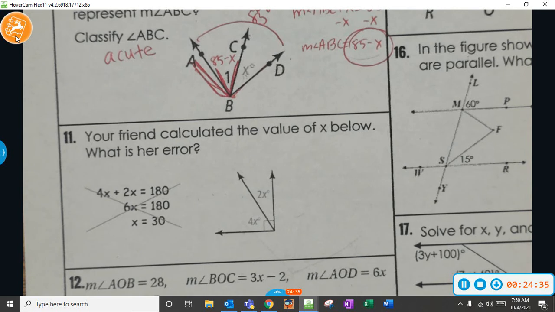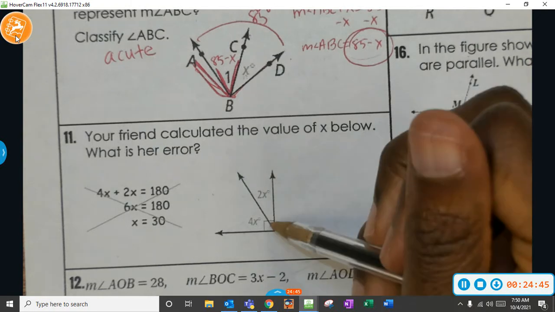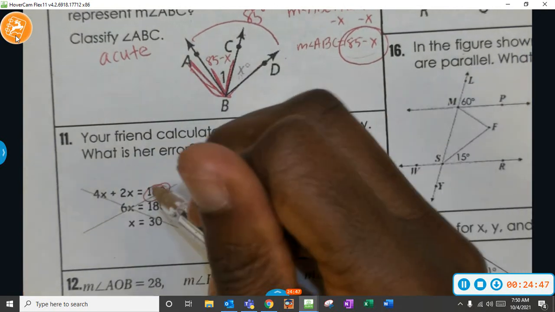All right, your friend calculated the value of x below. What's her error? This is a right angle box, so this should be 90 here instead of 180.